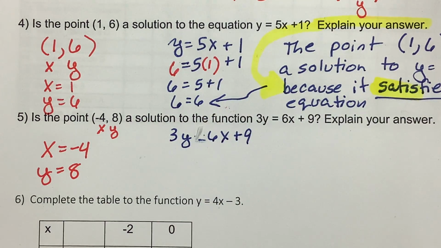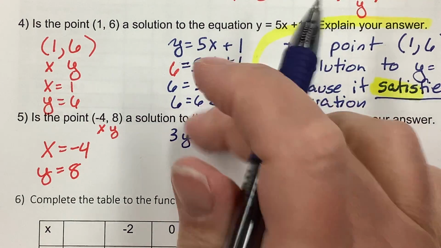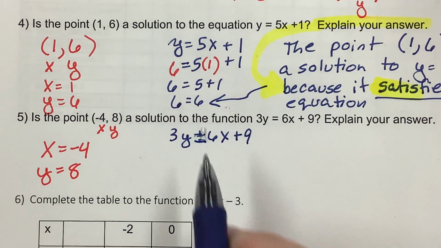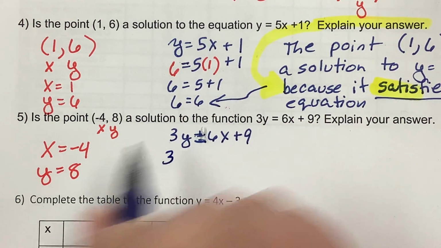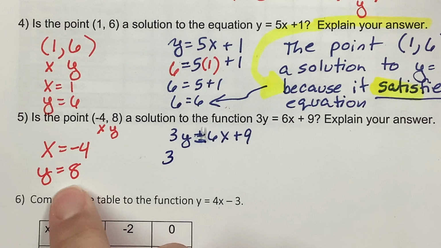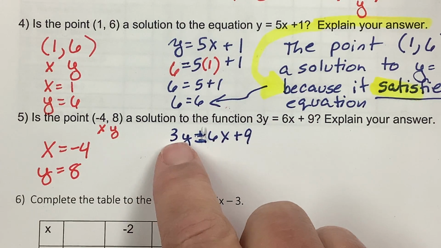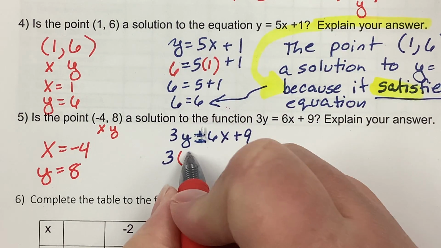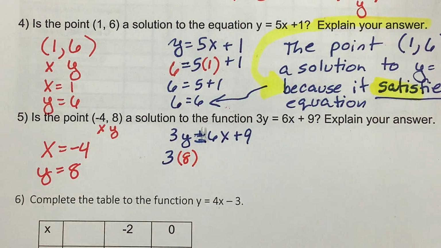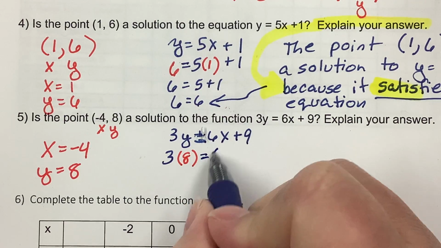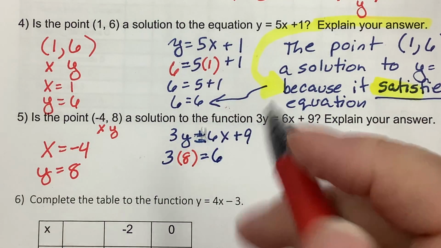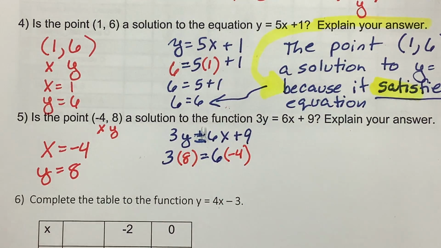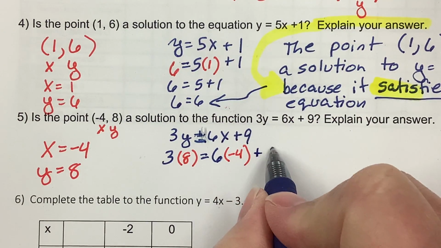Thank goodness I have stock in thick whiteout here. So they're equal. Now, the 3 doesn't change, but I have to put in y is 8. Make sure you're putting the y where the y is and the x value where the x is so you don't mess that bit up. Y is 8. The equals and the 6. And the x is -4 plus 9.